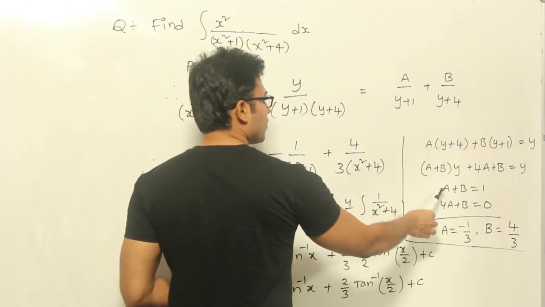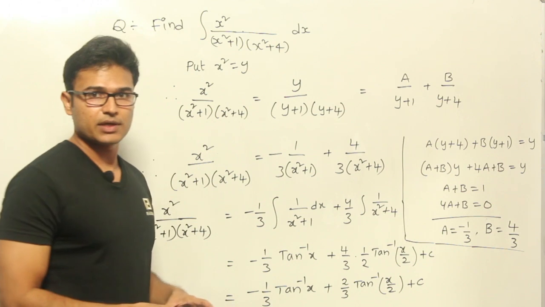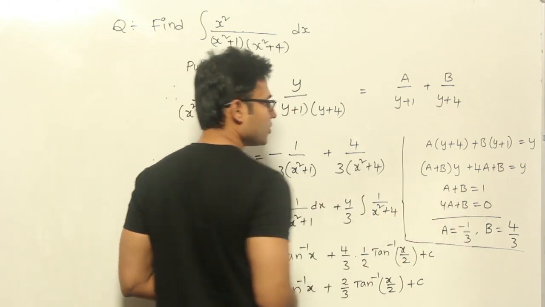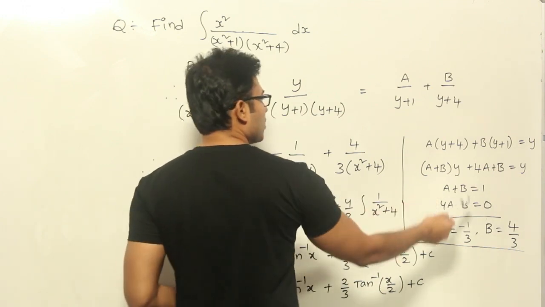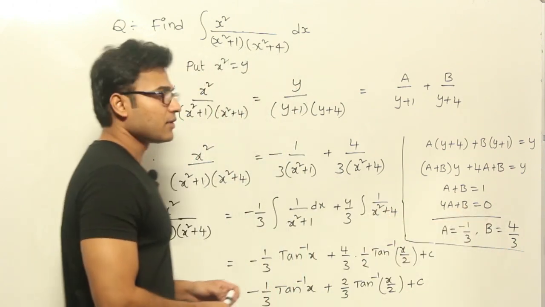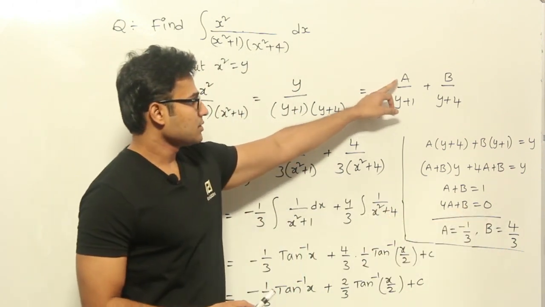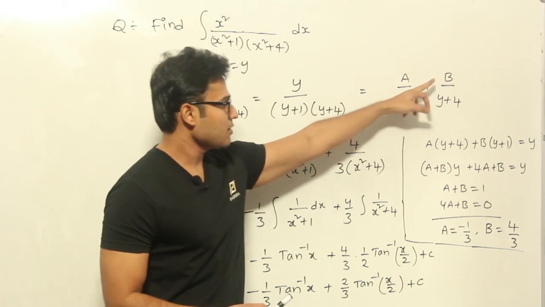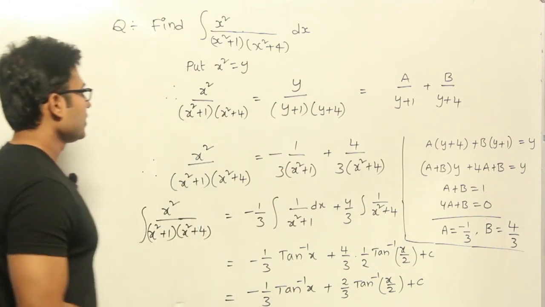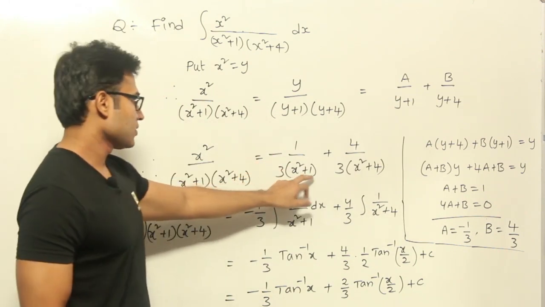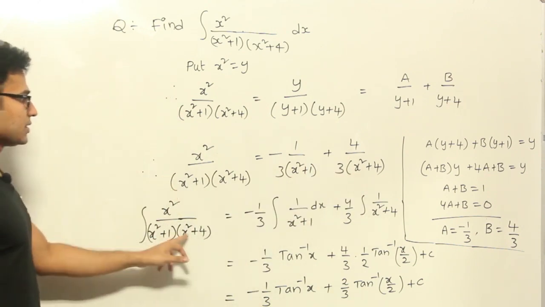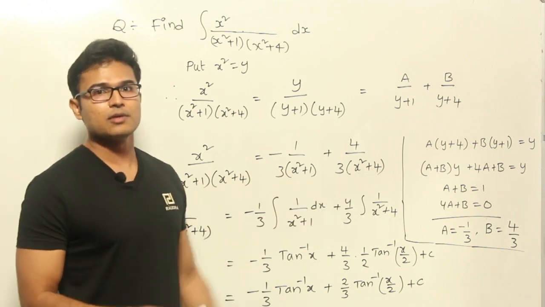Now from that you will get two equations in a and b. One equation is a plus b equals 1, and another equation is 4a plus b equals 0. Now if you solve it, you get a as minus 1 by 3 and b as 4 by 3. Therefore I can write this function as minus 1 by 3 into this and 4 by 3 into this. Instead of y, you can write x square. So this is minus 1 by 3 into 1 by x square plus 1, plus 4 by 3 into 1 by x square plus 4. Now when you apply integration, it is nothing but applying integration to these two independently.